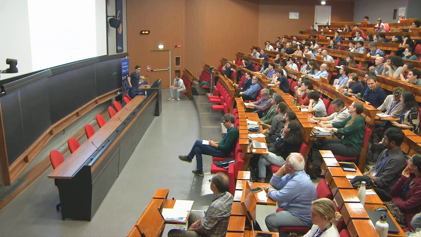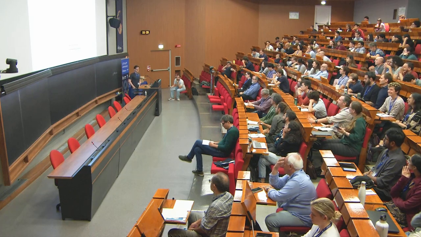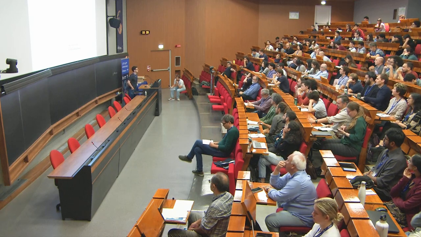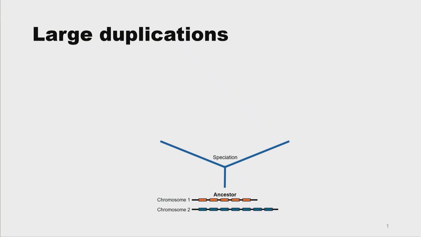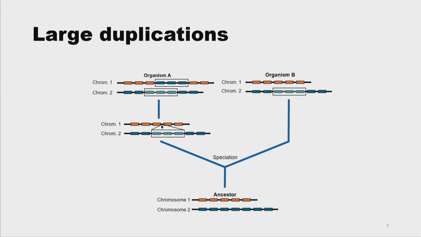So what we're looking at is duplications of genes, specifically large duplications. Oftentimes you can have blocks of genes that are duplicated together. So if you have an ancestral genome and there's a speciation event, in one of the resulting species, if we see a duplication of a block of genes, for example here from chromosome 2 into chromosome 1, we end up with two genomes, one that looks an awful lot like the ancestral genome and the other that has a block of genes duplicated into a sort of unfamiliar context.